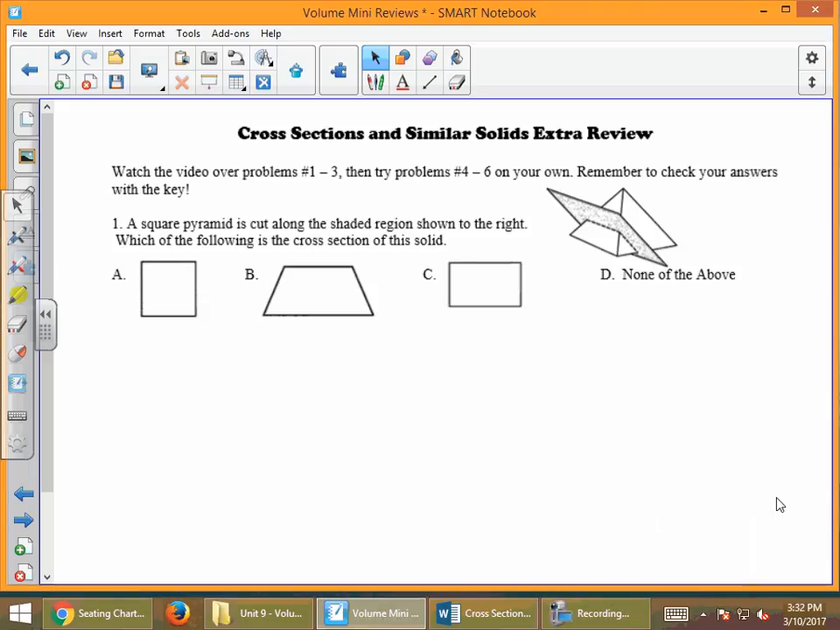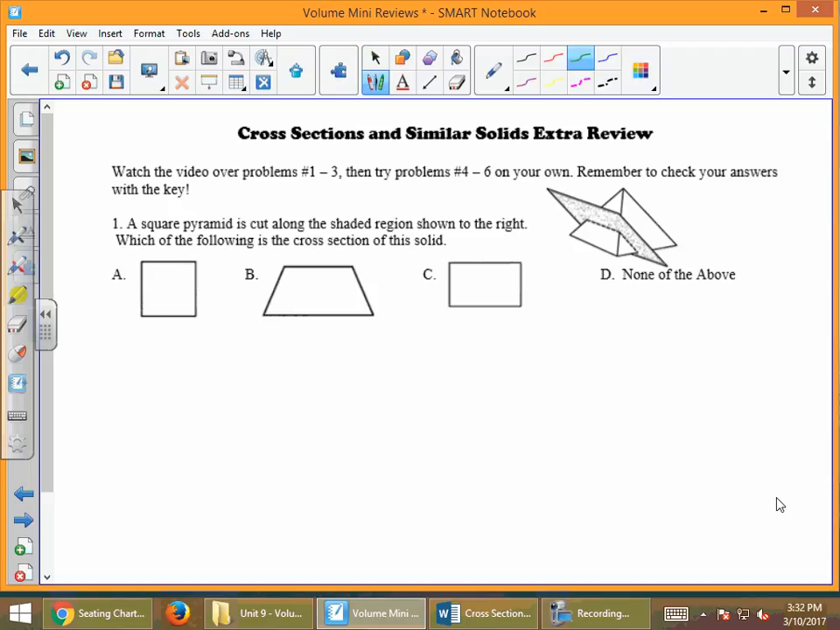Okay. So in this extra review, we're going to talk about cross sections and similar solids and solids of revolution. Again, we're going to do 1 through 3 together, and you're going to do 4, 5, and 6 on your own, at the bottom of your page. So take a look at number 1.